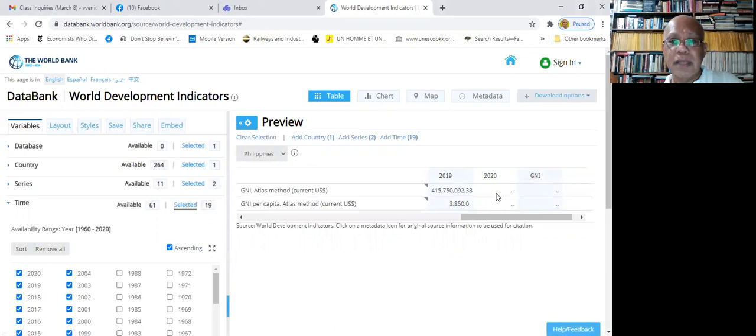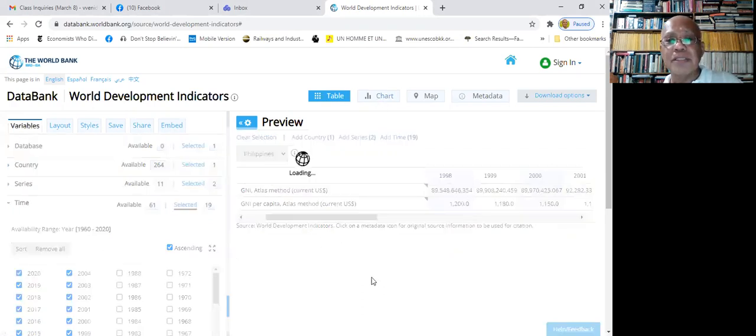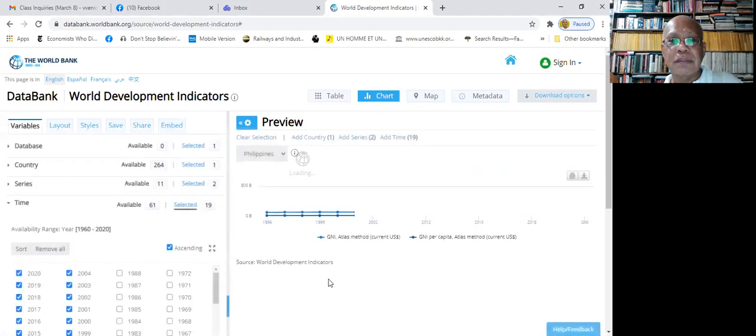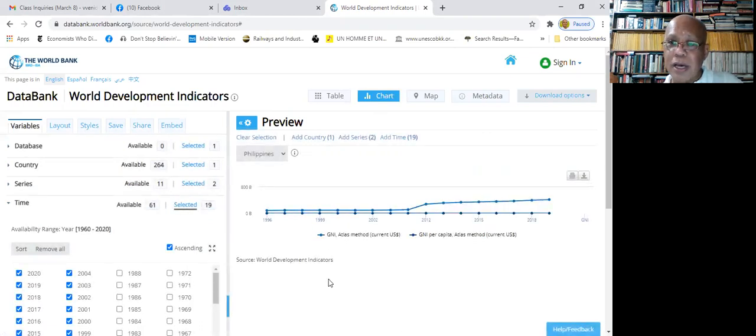And there, the table is here. We have 2018, 2016, 2015, okay? And you can convert it as a chart. There, okay? So I hope that answers the question of Mr. Innocentes about how to convert it into a graph or a chart.